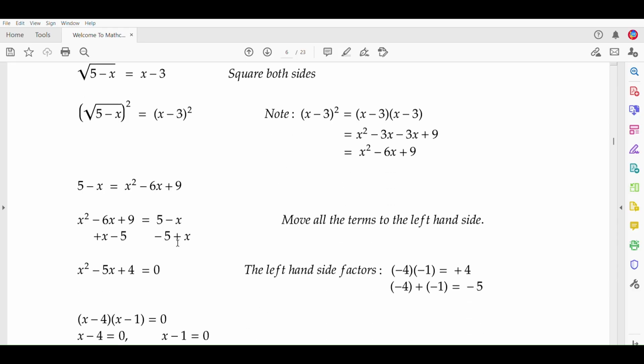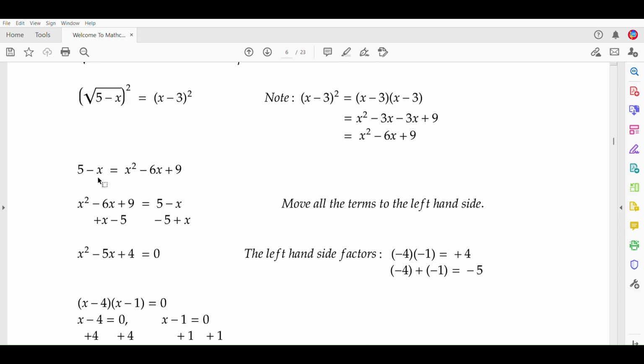5 minus x, and x squared minus 6x plus 9. I have just rewritten it by exchanging the sides so that my square is on the left. x squared minus 6x plus 9 equals 5 minus x. Notice I have a degree 2 equation, so bring everything to one side and have a 0 on the other.